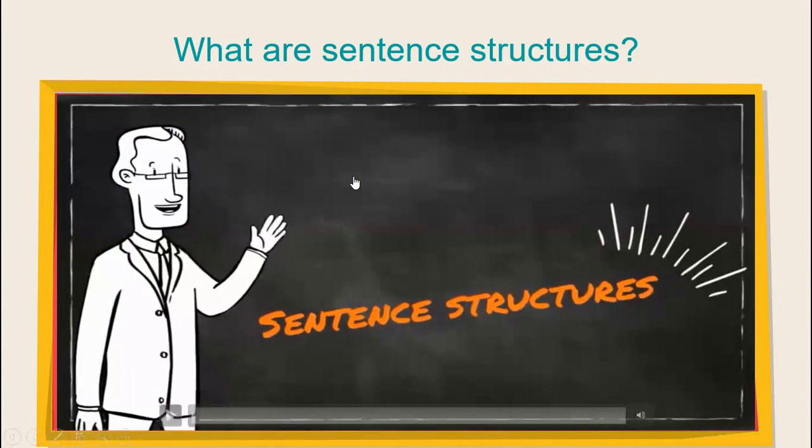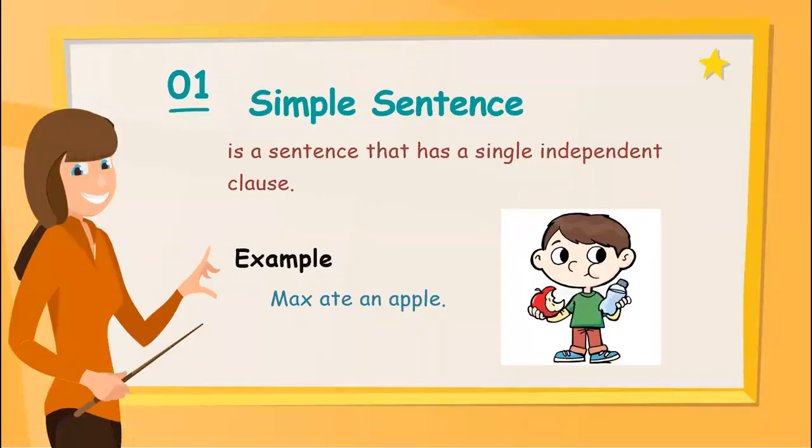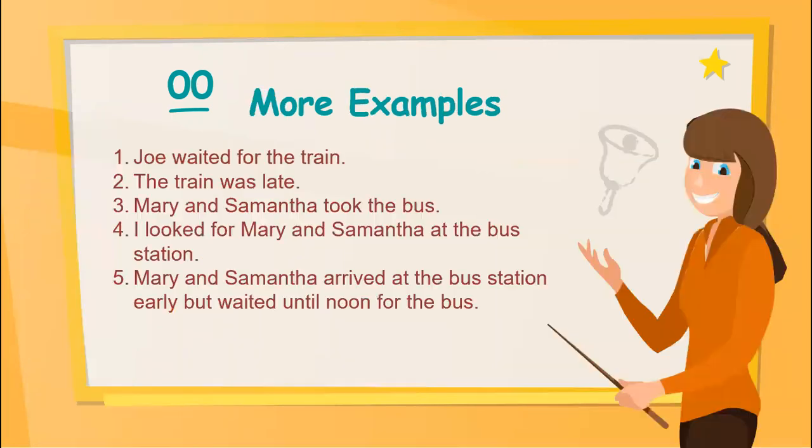Sentence structures. Okay, so as it has been said, the simple sentence is a sentence that has one independent clause. Okay, as mentioned in the video. Adam Maher, can you read those examples, please? Yes.